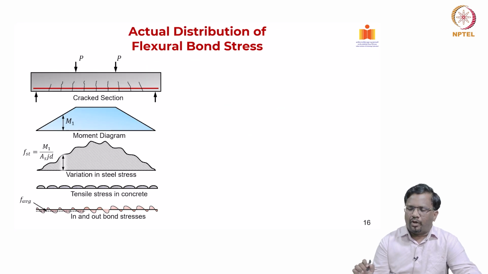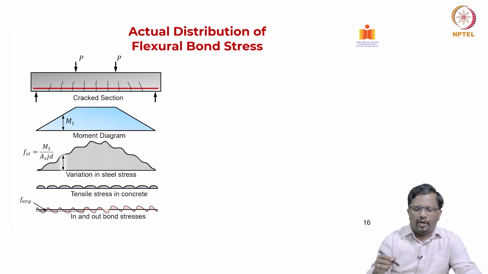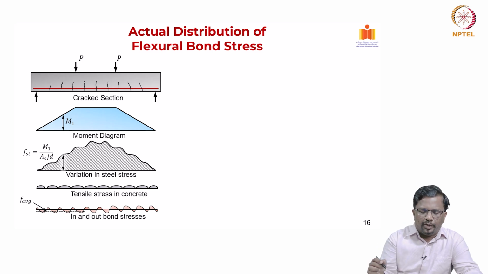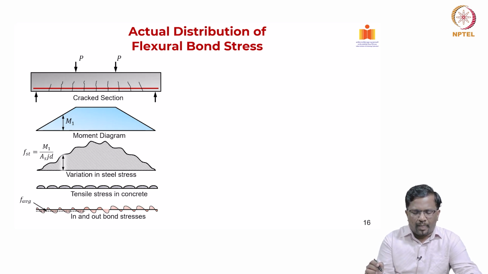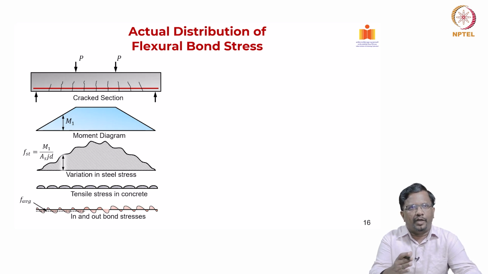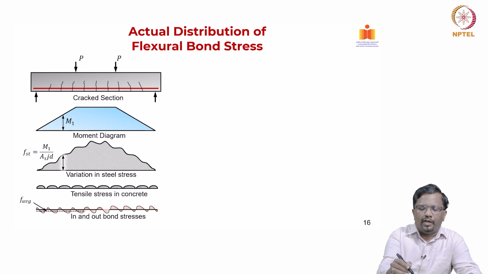Now, let us look at what is the actual distribution of flexural bond stresses. Again, we are taking a simply supported beam subjected to 2 point loads in the middle, and this is your bending moment diagram, you know that. And if you look at it, though the bending moment is varying, even in the middle region you have a constant bending moment.